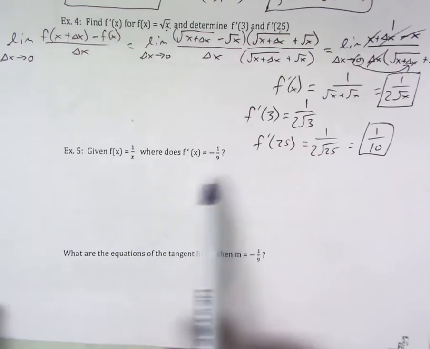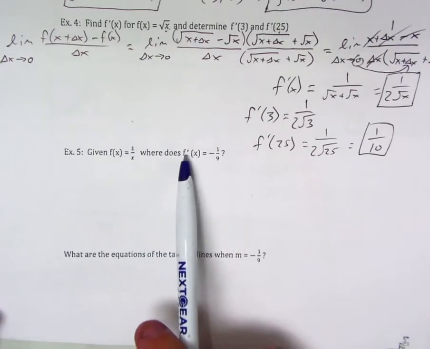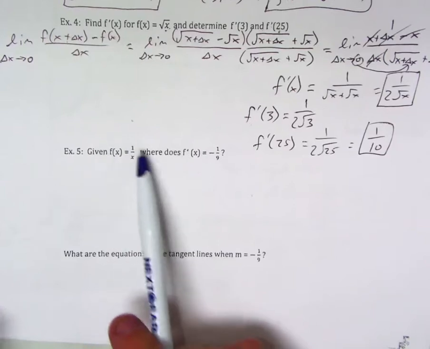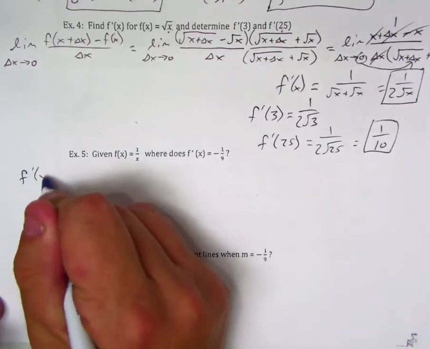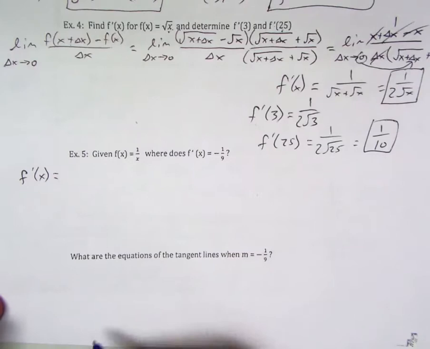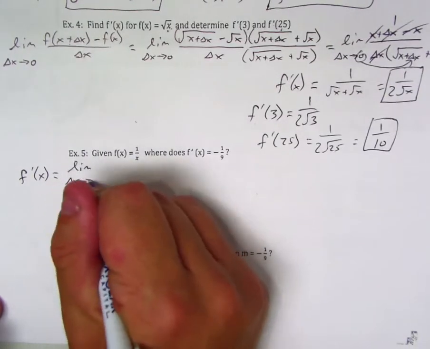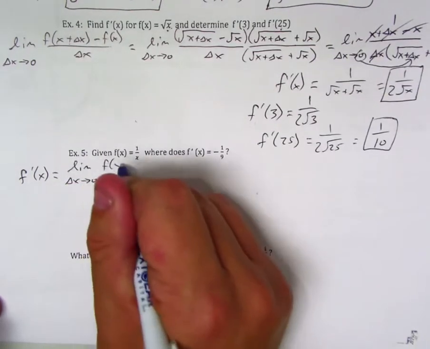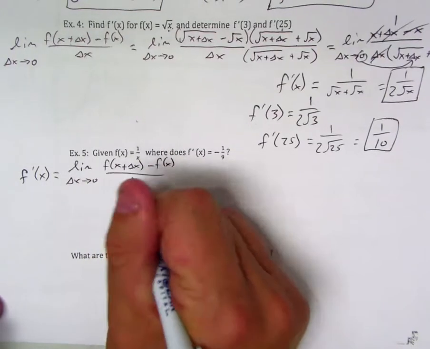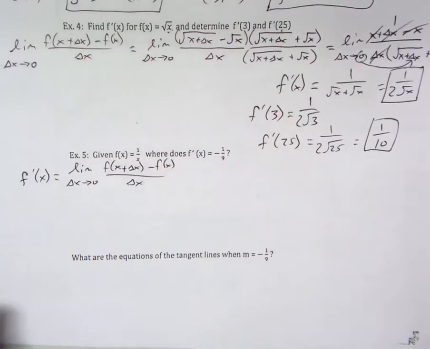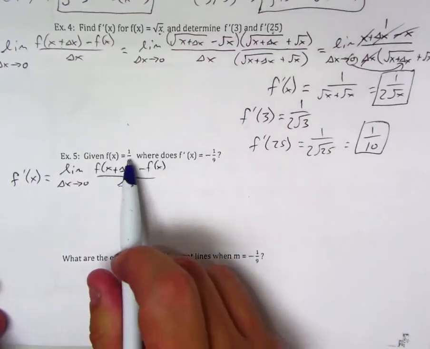But regardless, we have to find the derivative of this function. To do this problem, we have to figure out what f prime of x is. So let's find f prime of x. To find f prime of x, we go through our limit process. The limit, as delta x approaches 0, of f of x plus delta x minus f of x over delta x. This finds us the derivative. So we input x plus delta x into the function.